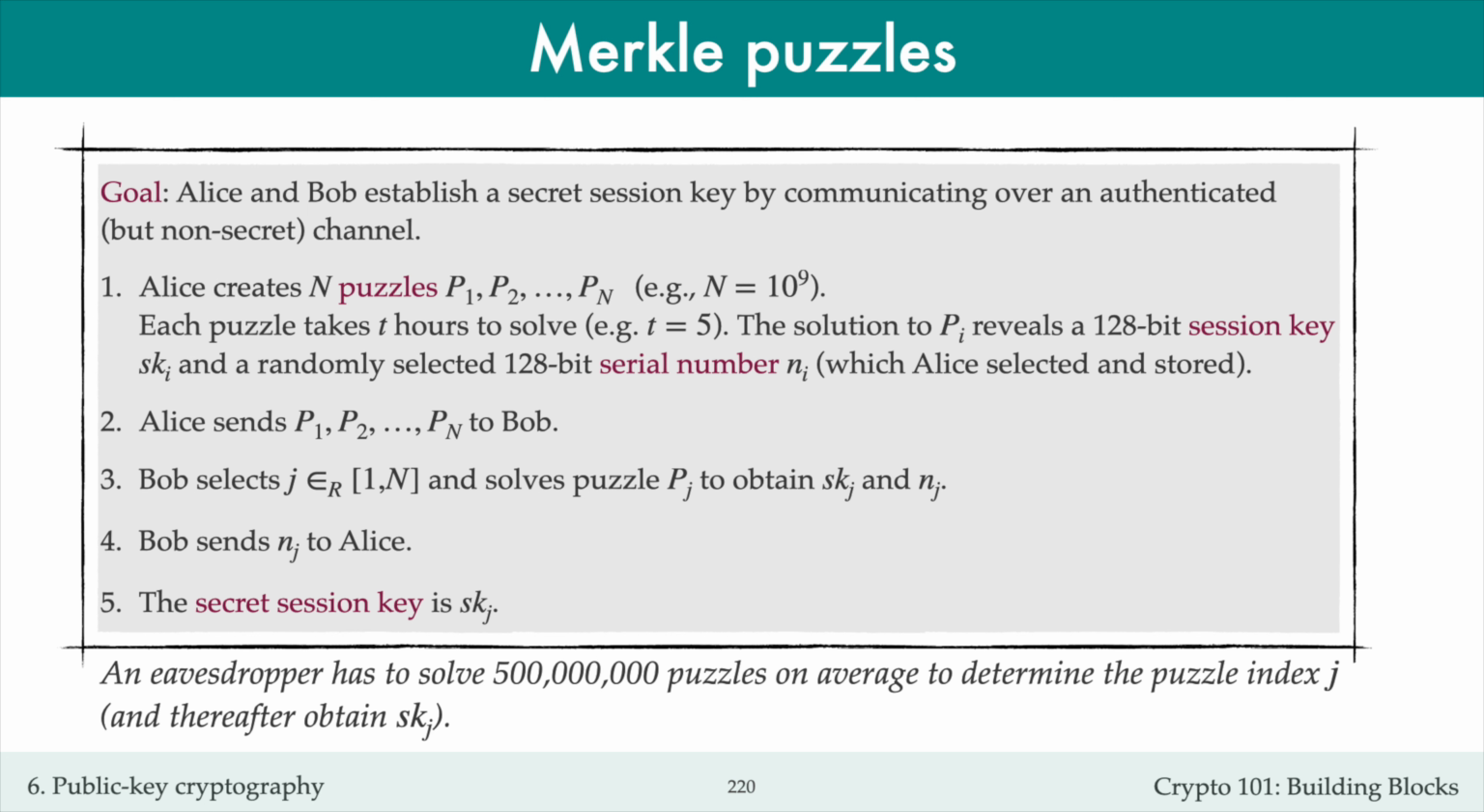On average, the eavesdropper will have to solve 500 million puzzles before she solves the puzzle pj. On average, this would take the eavesdropper 500 million times t hours to solve. This is a lot more work than the t hours that Bob took to solve the jth puzzle.